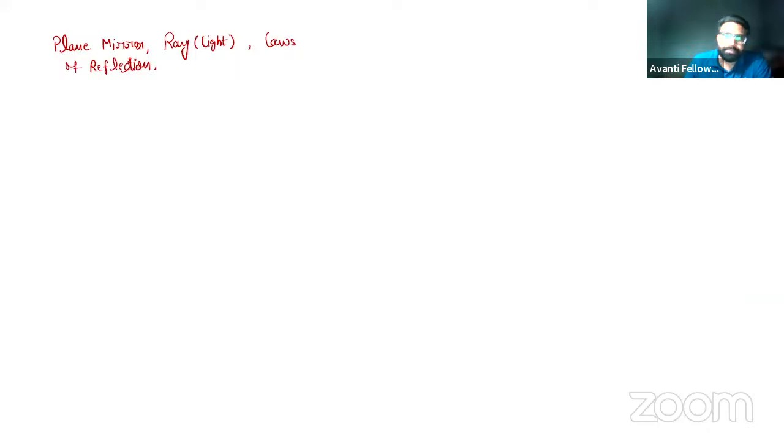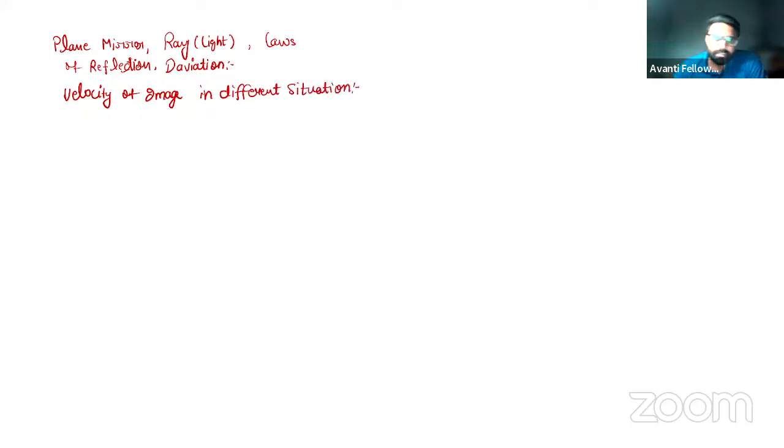And in the previous session we have also done the deviation part, deviation of reflected ray from its original path, and velocity of image in different situations. So we have described all of this in the previous sessions. If anyone has any kind of doubt in these topics, you can let me know right now.